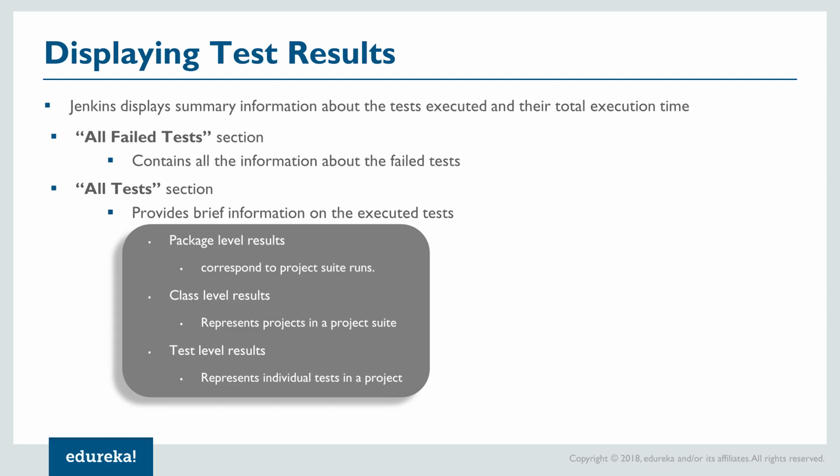For example, it will tell you about the package level results, which correspond to project suite runs. It will talk about class level results, which talk about the projects in a project suite again. Then it will talk about test level results, so the individual test level: what has exactly happened, whether it was a success or a failure, around that particular test.